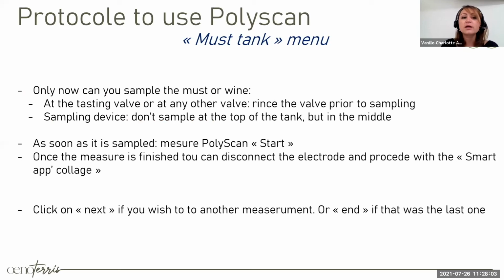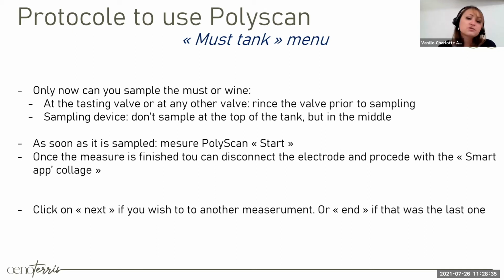Only now can you sample the must on wine. If you sample it at the tasting valve or any other valve, rinse the valve prior to sampling to make sure that you don't use just the volume of must that is in the valve, but to make sure that you get something that is really representative of the tank that you're going to analyze. And if you do the sampling thanks to a sampling device, don't sample at the top of the tank where you've had some oxidation at the top, but in the middle of the tank.